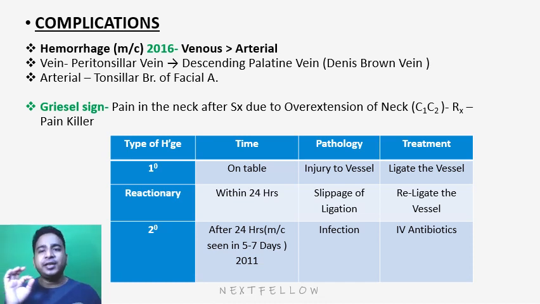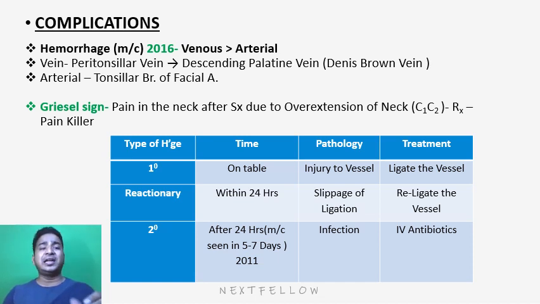Then comes secondary hemorrhage or secondary bleeding. It usually happens because of infection in the tonsillar tissue, or some sort of trauma, after 3 to 4 days or 4 to 5 days. So if it's because of infection, we will give IV antibiotics.